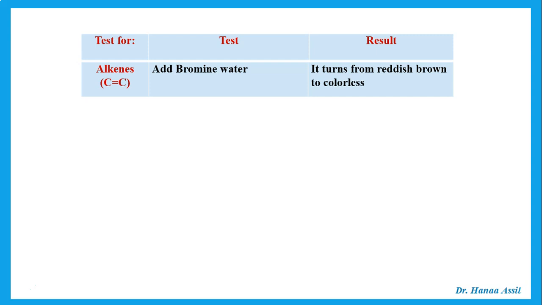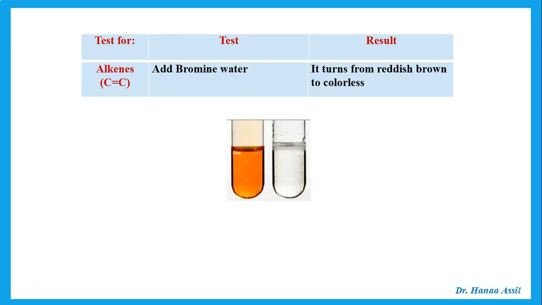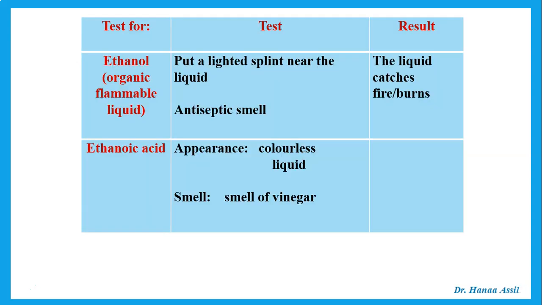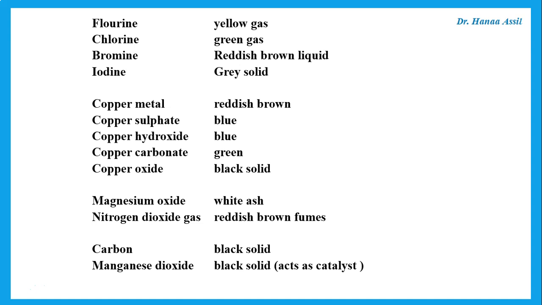What is the test for alkenes or the test for unsaturation? Remember, an alkene is unsaturated. Add bromine water, it turns from reddish brown to colorless. What is the test for ethanol? Put a lighted splint, it catches fire. Remember that alcohols are flammable. Or it gives an antiseptic smell. What is the test for ethanoic acid? Ethanoic acid has the smell of vinegar.